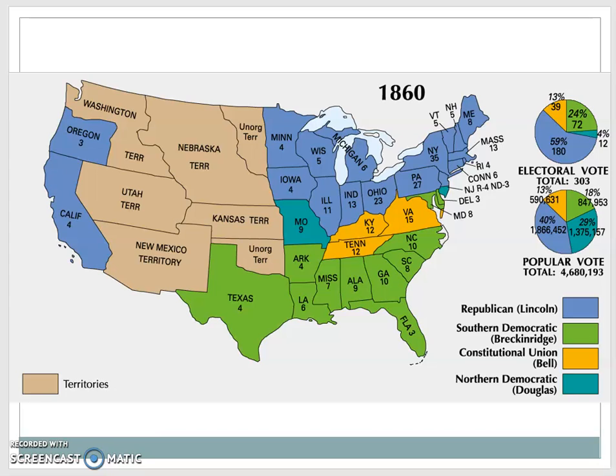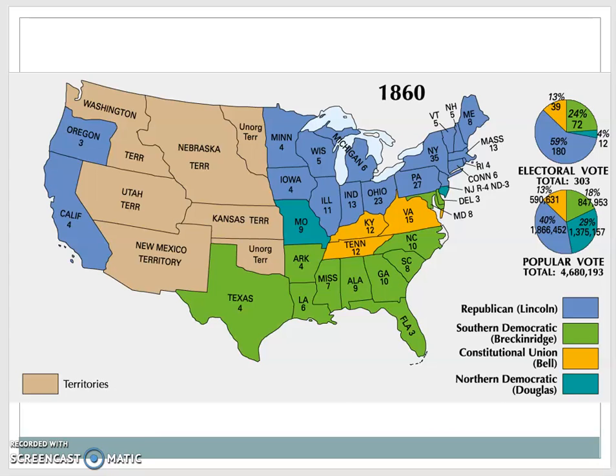Now in the South, you can see Breckinridge is winning the southern states. And so he's racking up electoral votes, ends up with 24% of the electoral votes. Look at Douglas, though. Douglas won 29% of the popular vote, nearly a third, but he wasn't winning states. He only won Missouri and part of New Jersey, and so Douglas ended up with only 4% of the electoral vote.